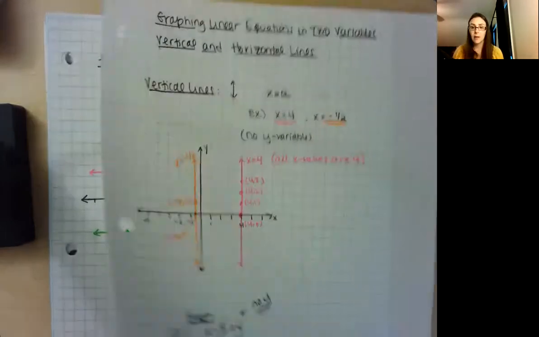But you do want to make sure you don't mix them up. That's probably one of the biggest mistakes I see, is students recognize that they have some sort of special line here, but they're graphing the wrong one.